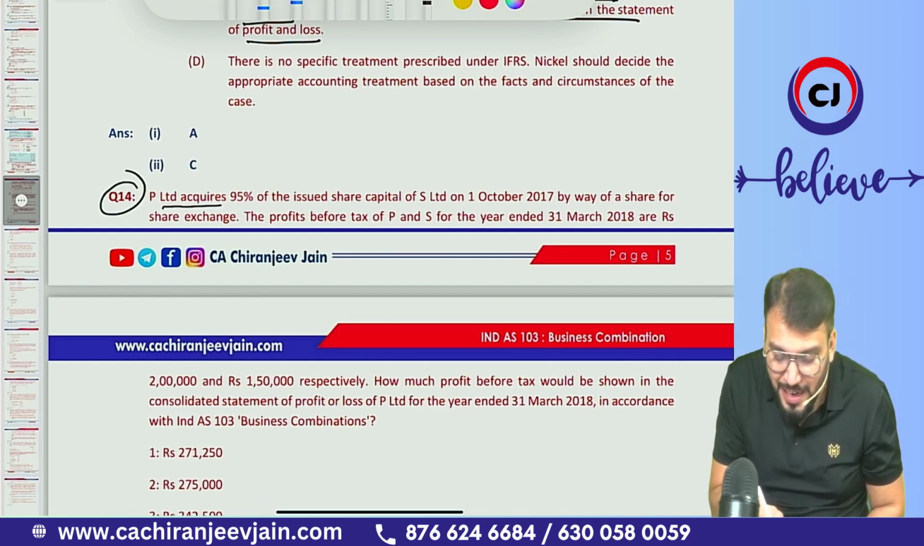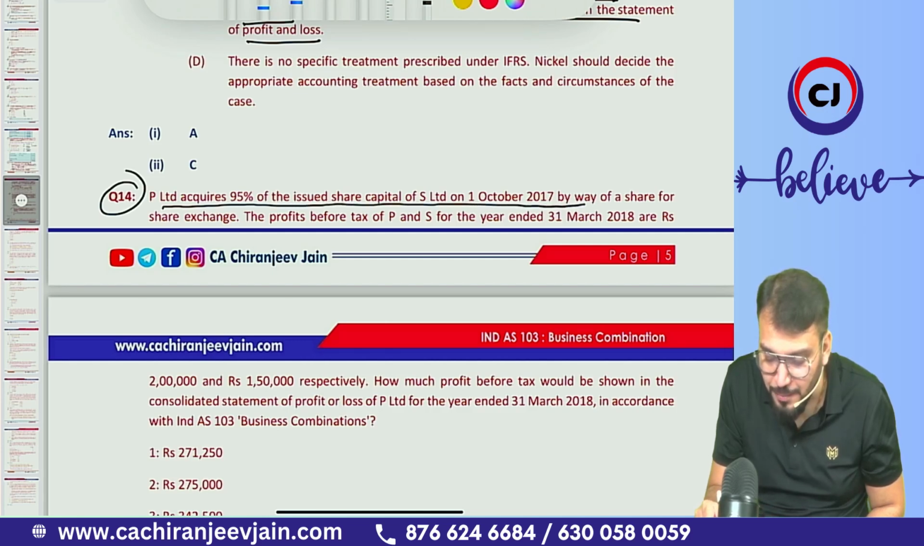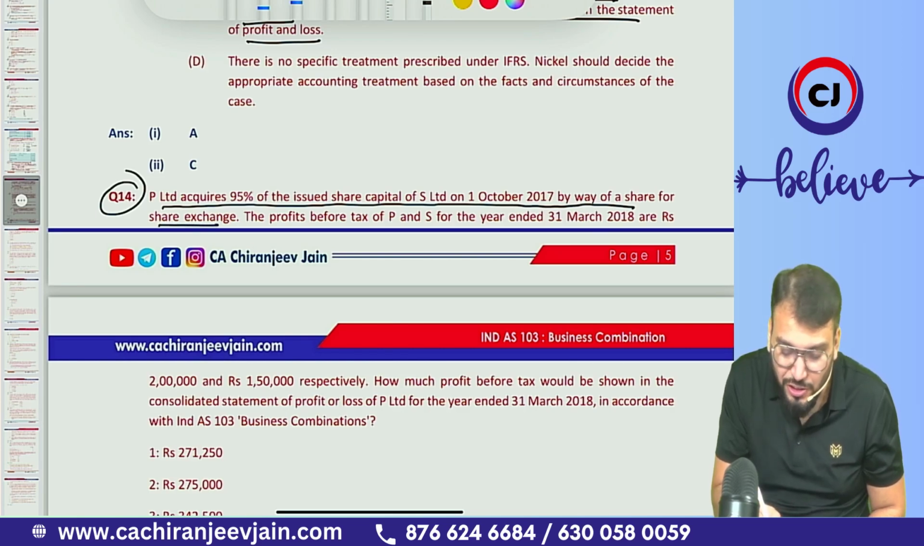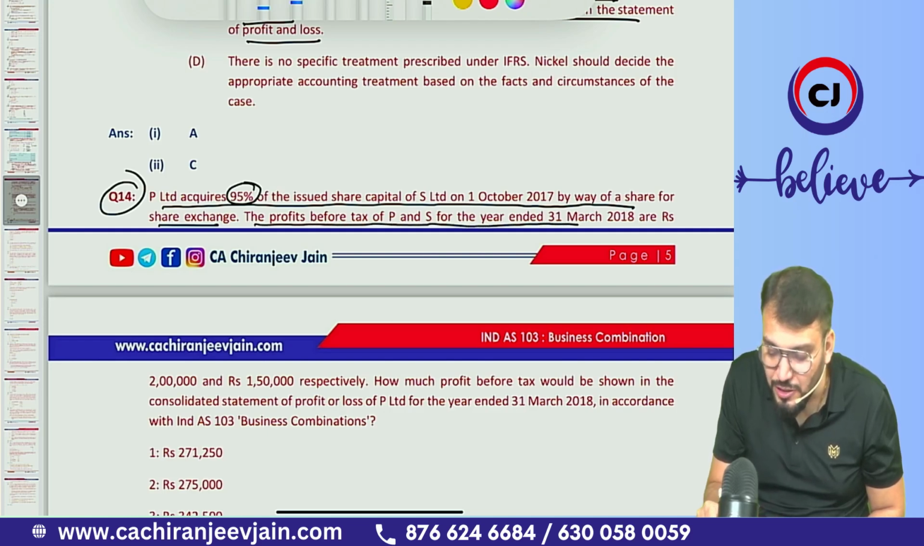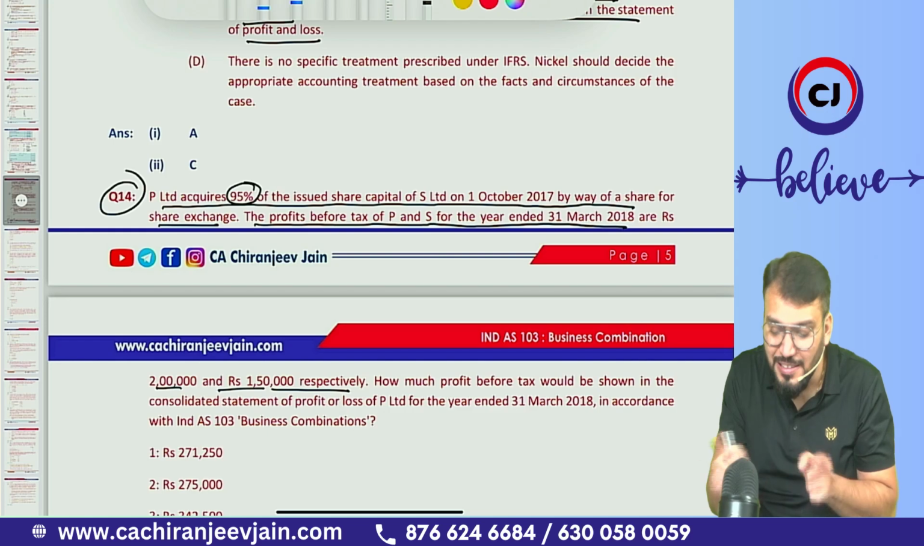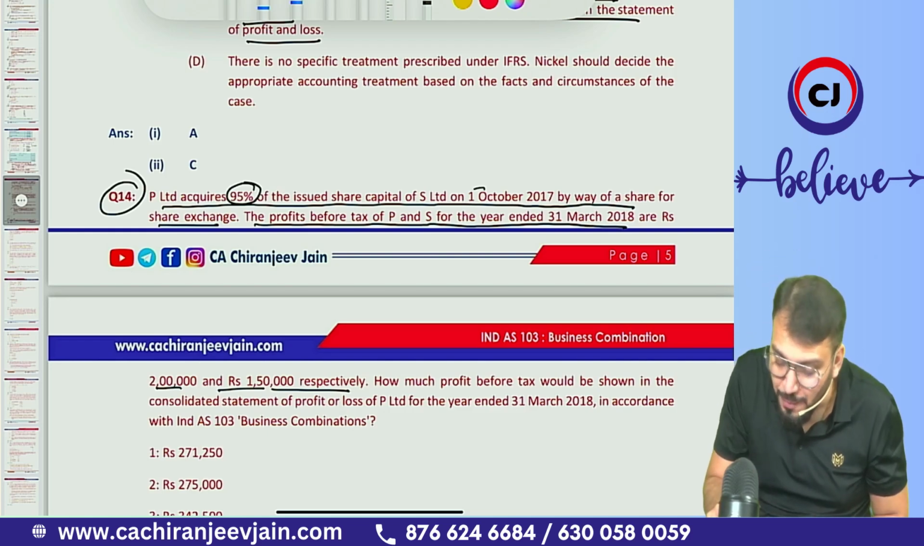Question 14. P Limited acquired 95% of the issued share capital of S Limited on 1st October 2017 by way of share for share exchange. So 95% they have acquired. The profit before tax of P and S for the year ended 31st March 2018 are 2 lakh and 1 lakh 50,000 respectively. For the entire year, they have given profit. What is the date of acquisition? Date of acquisition is 1st October 2017.